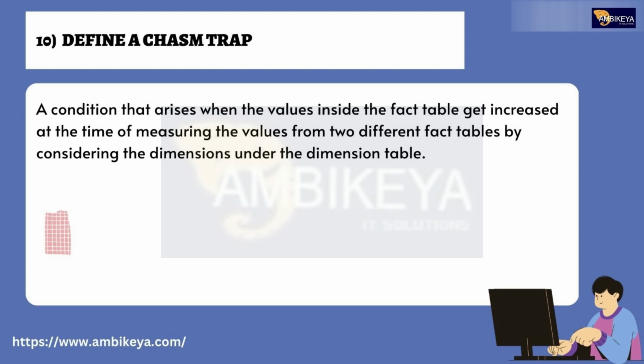Question number 10. Define a chasm trap. A condition that arises when the values inside the fact table get increased at the time of measuring the values from 2 different fact tables by considering the dimensions under the dimension table.